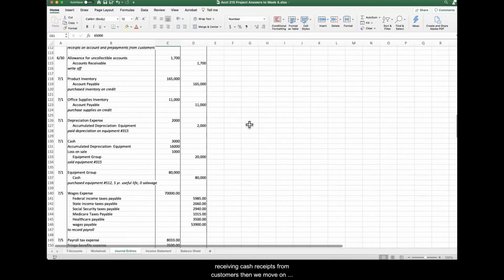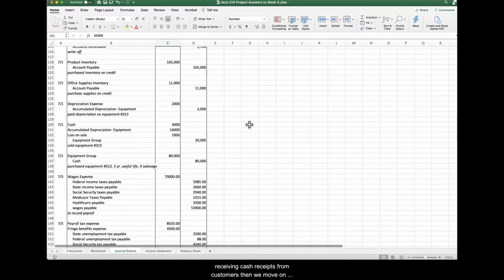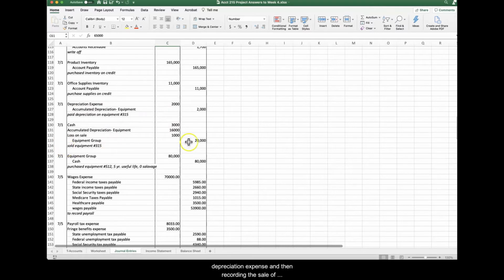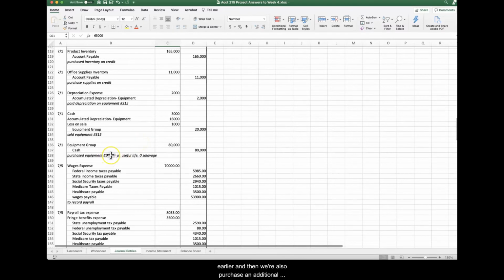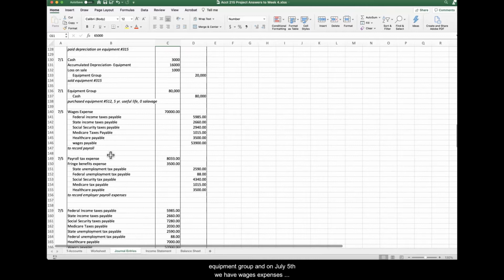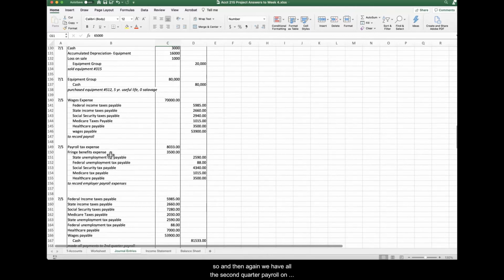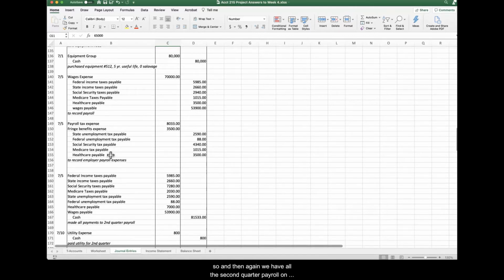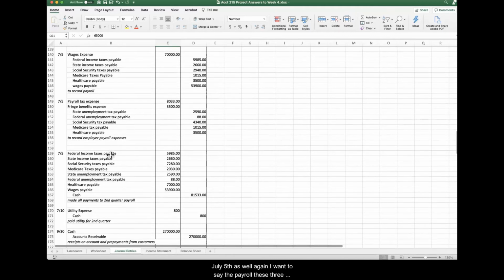Then we move on to July, where we're talking about purchasing inventory and office supplies inventory, recording of our depreciation expense, and then recording the sale of equipment and the depreciation that we just recorded earlier. And then we're also purchasing additional equipment. And then on July 5th, we have wages expenses. And then again, we have the second quarter payroll on July 5th as well.